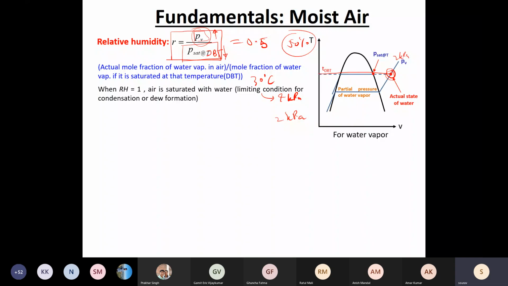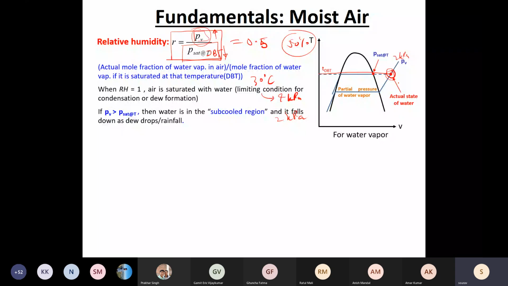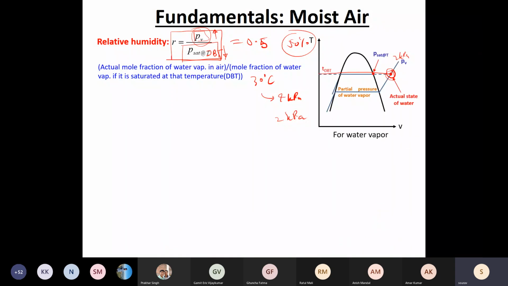Now I reduce the temperature of air without changing the partial pressure of water vapor. Without changing the partial pressure means I will not change the amount of water vapor present in air. I will not touch that. I will just move along this constant PV line till I reach this temperature. Now read this temperature. This will denote your dew point temperature.